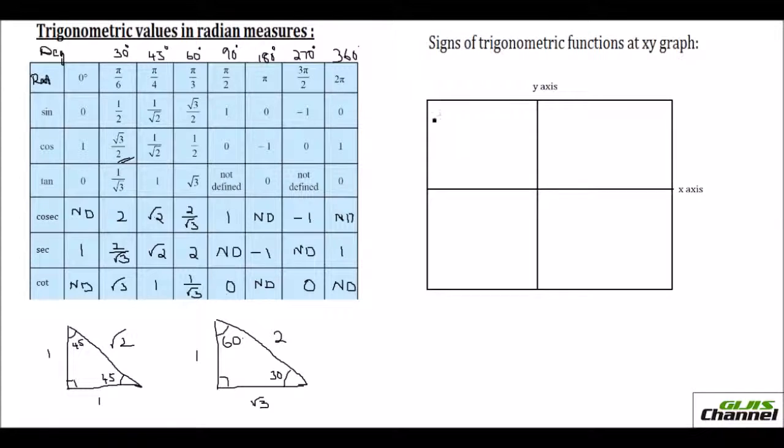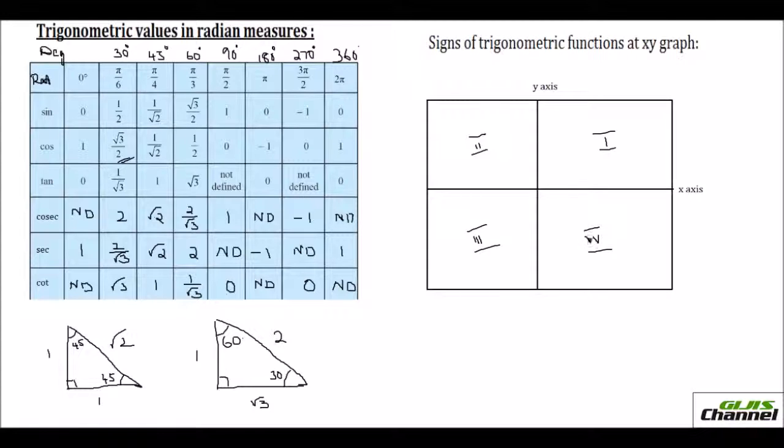Besides this, you have to know what is the sign of the trigonometric functions in the xy plane. Here I have just taken a graph, and the horizontal line I have taken as the x-axis and the vertical line is the y-axis. And I have divided the xy graph into 4 quadrants: quadrant 1, quadrant 2, quadrant 3 and quadrant 4. In quadrant 1, all your 6 ratios are positive. All are positive, so I just write A.